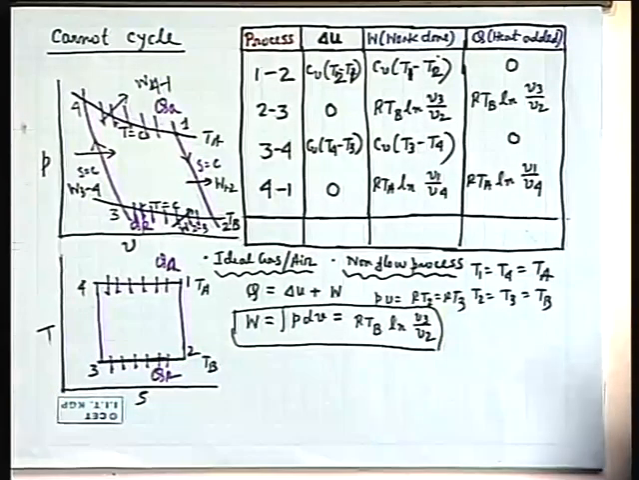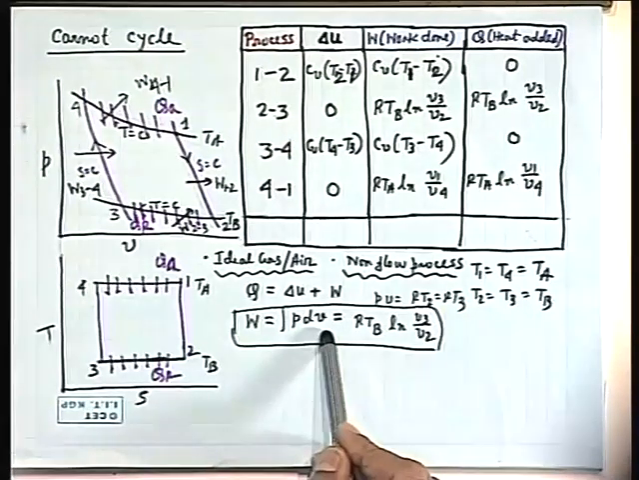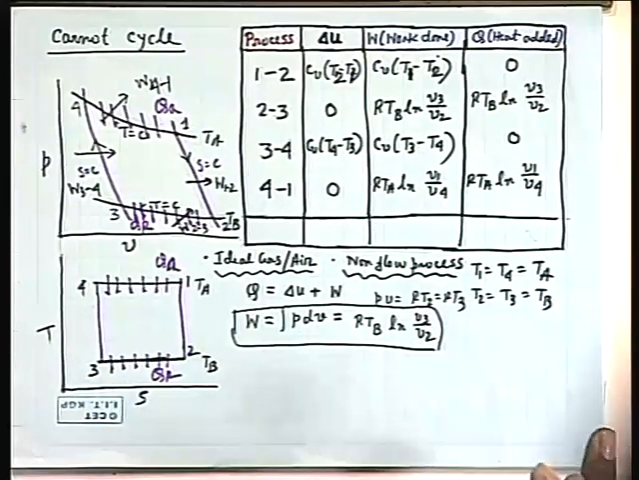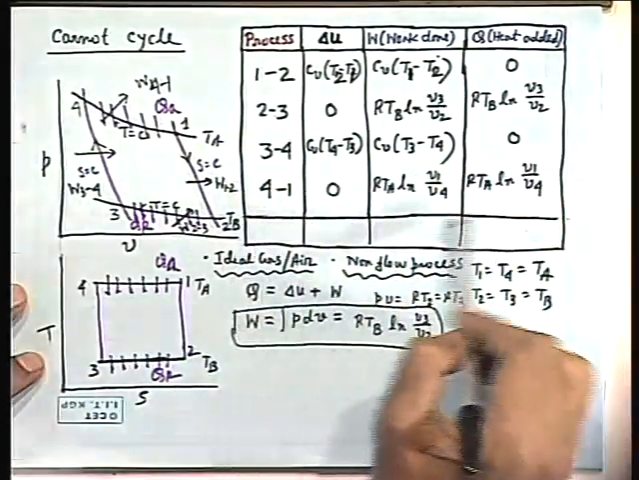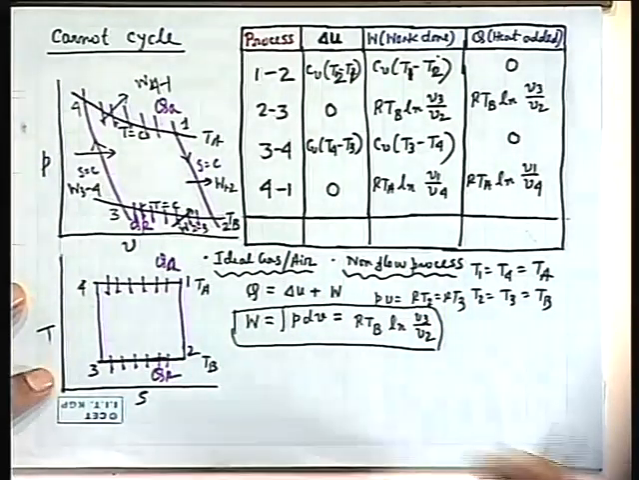In a closed system, work quantity will become 0 only if there is a process with constant volume, dV is 0, an isochoric process, a constant volume process. Otherwise, in all processes work transfer is there. So I think this is clear. After you complete this table, you check the first law of thermodynamics for a cyclic process.